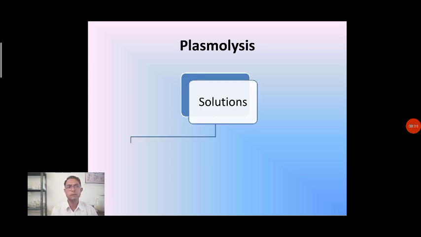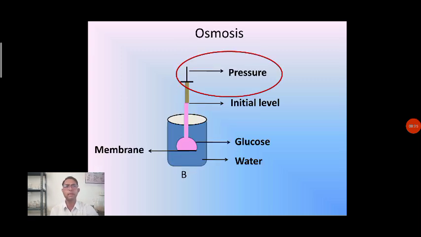Now moving to the next, that is plasmolysis. But before going to plasmolysis, we can again consider this particular point. Here, when we put a piston on the chamber, the piston will move upward. So we can say there will be a pressure. To measure the pressure, we need to attach a piston, or some parameter that will move as the pressure increases.